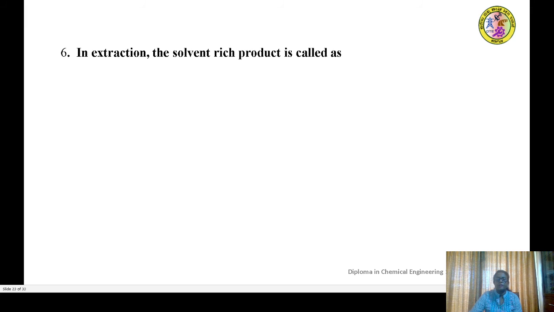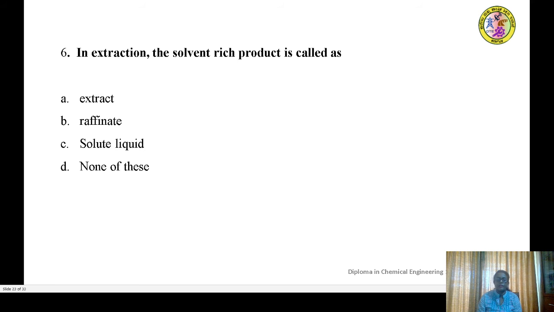In extraction, the solvent-rich product is called as extract, raffinate, solute liquid, none of the above. Okay, so think properly and come out with the right option.